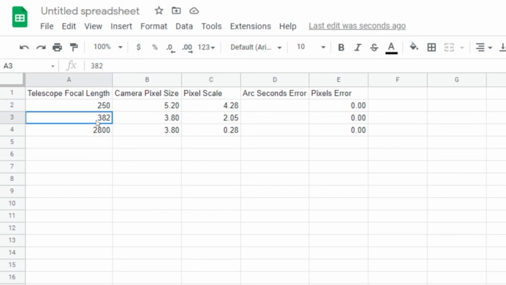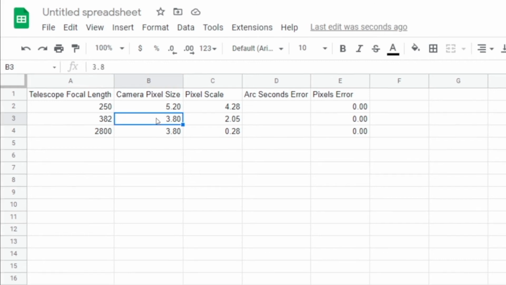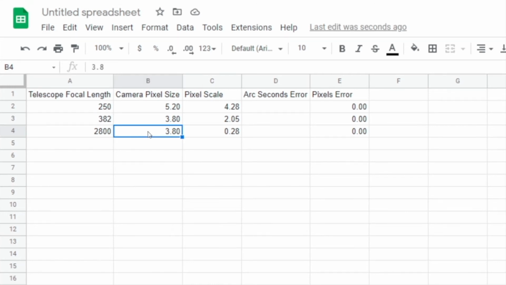My William Optics GT81 has an ASI1600MM camera. It's 382 millimeters with a focal reducer, 3.8 pixel size, and the pixel scale is 2.05 with that formula. And then I'm going to put the full focal length of my Edge HD 11-inch telescope, even though I never use it without a focal reducer. But this is just for illustration purposes anyway. 3.8 microns for the pixel size, and then we get a pixel scale of 0.28.